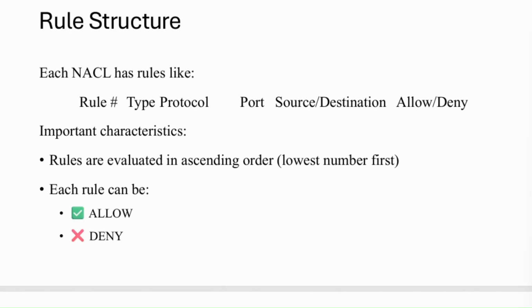Now, let us talk about NACL rules. A rule is like an order. Each rule has these parts. First, there is a rule number. Rule numbers are like order numbers 1, 2, 3, 4, and so on. This is very important. NACL checks rules from the smallest number first. So, it checks rule 1, then rule 2, then rule 3. It stops at the first rule that matches.